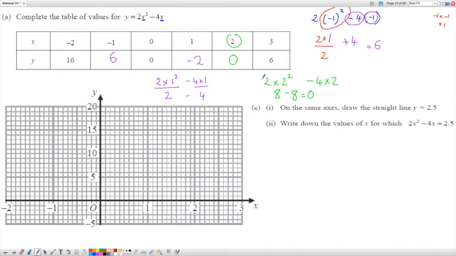You can see we've got a symmetrical pattern here with our 0 and our 6 going down here to -2. So plotting this now onto your graph, always use x as our first value. x is -2, y is 16. So here. Then going across, -1 up to 6, 0, 0, 1 minus 2, it's just there, 2 is 0, and 3 here back up to 6.